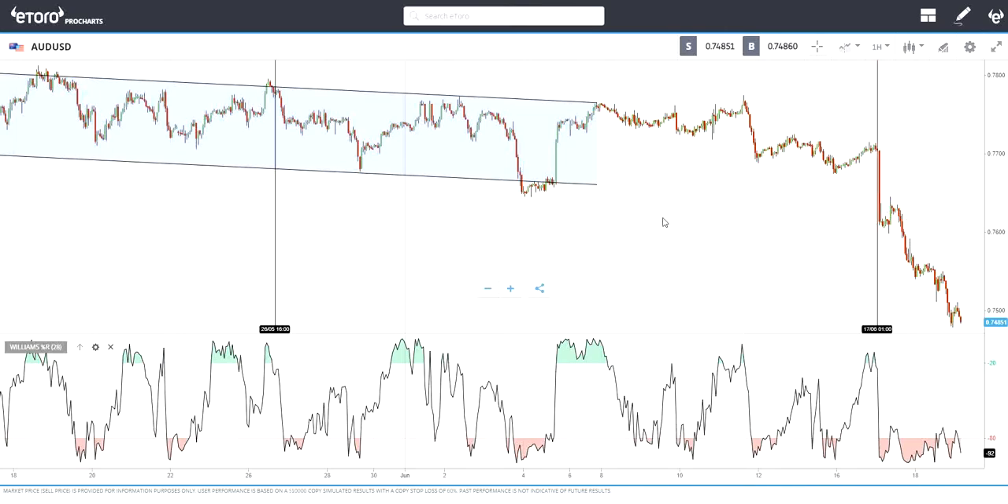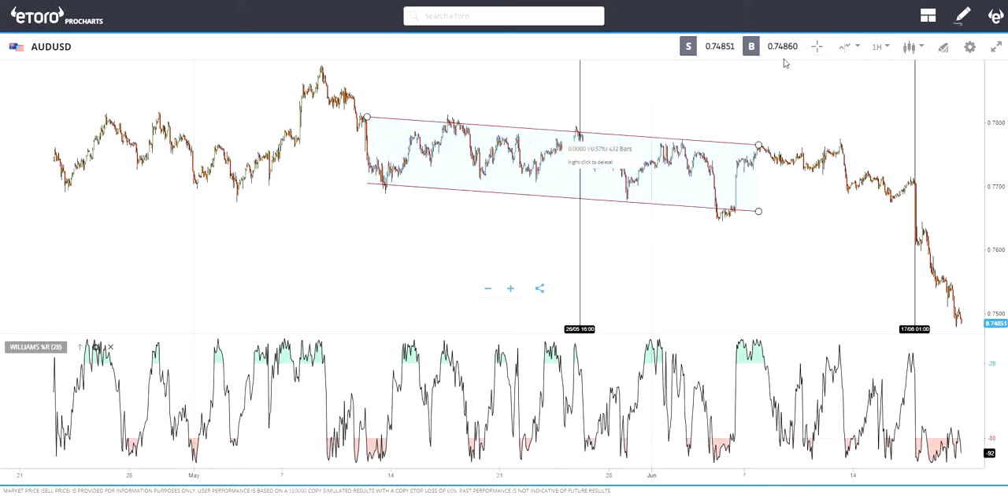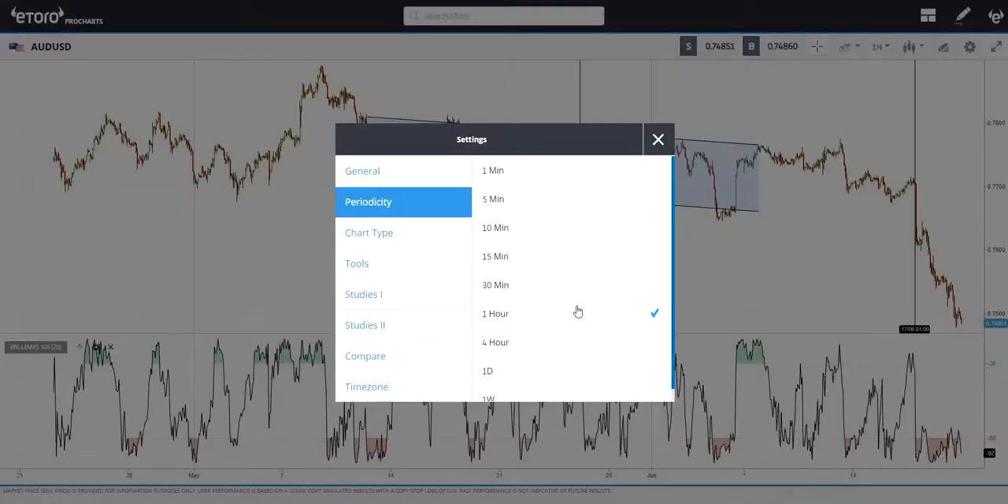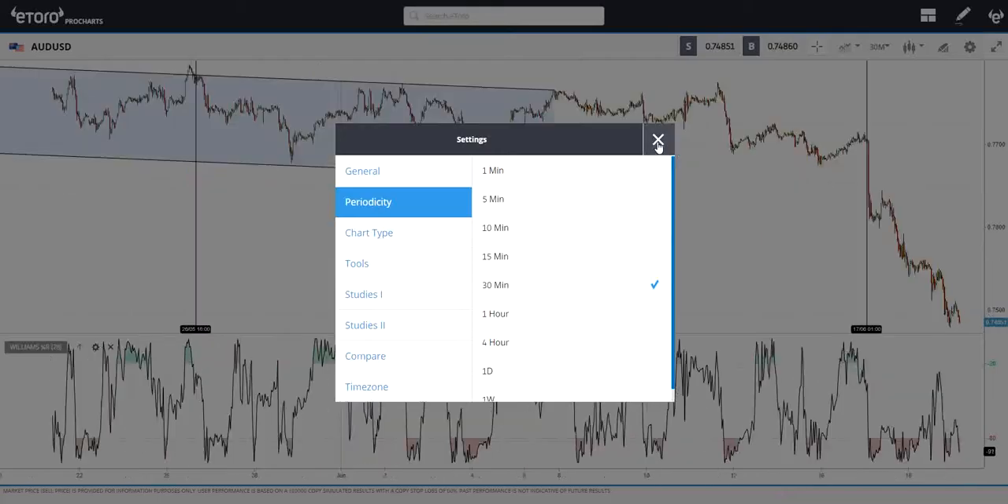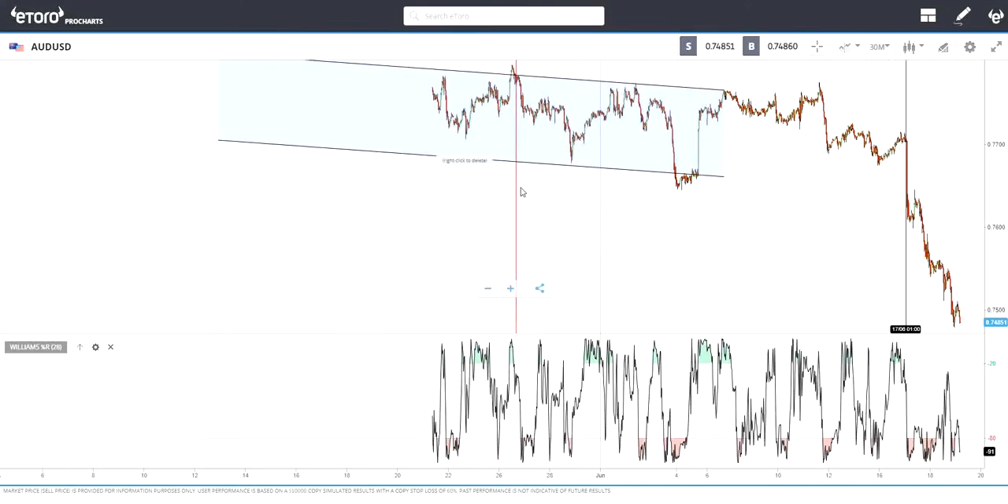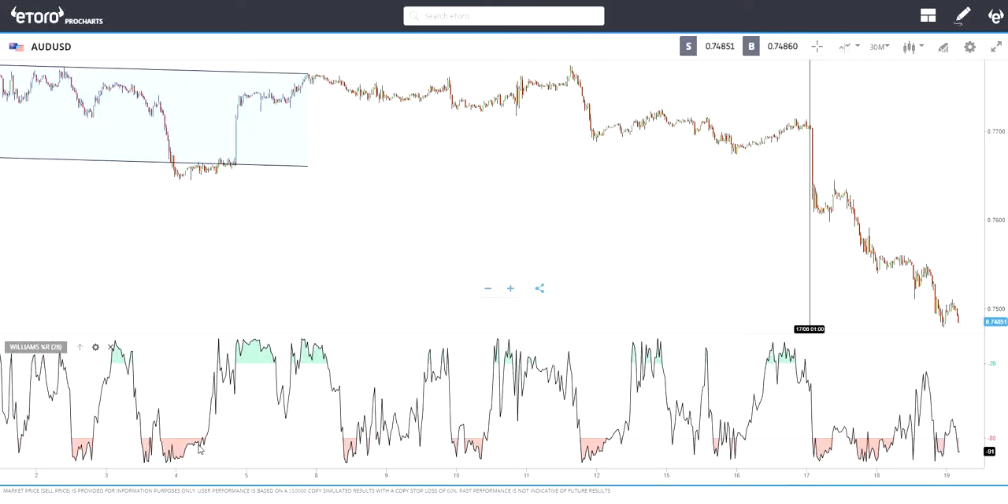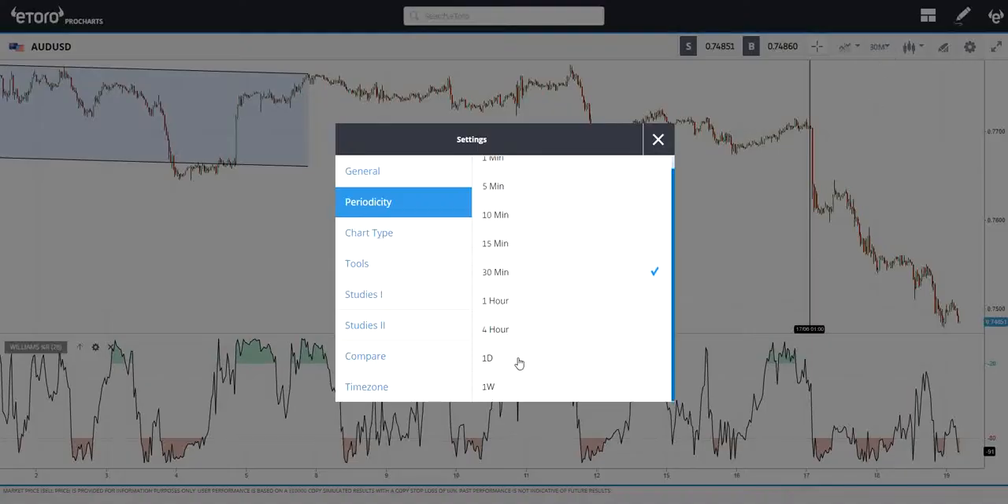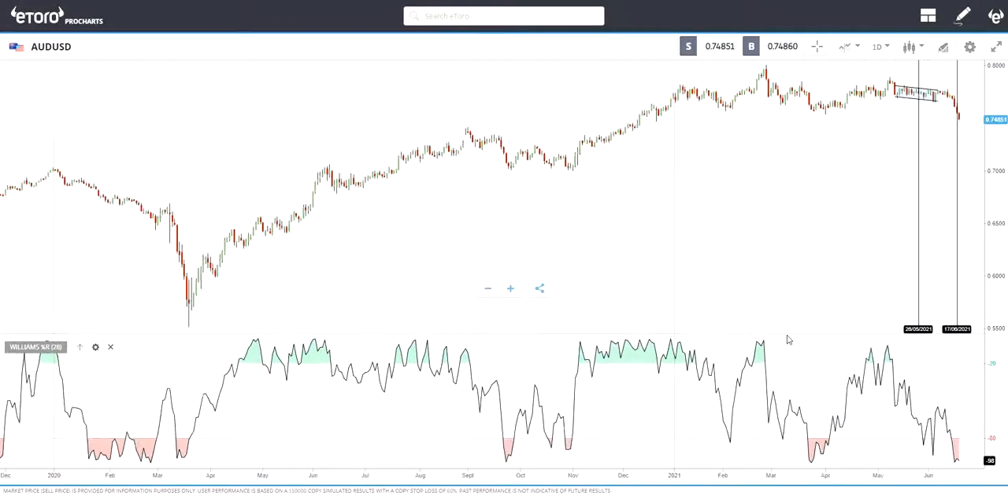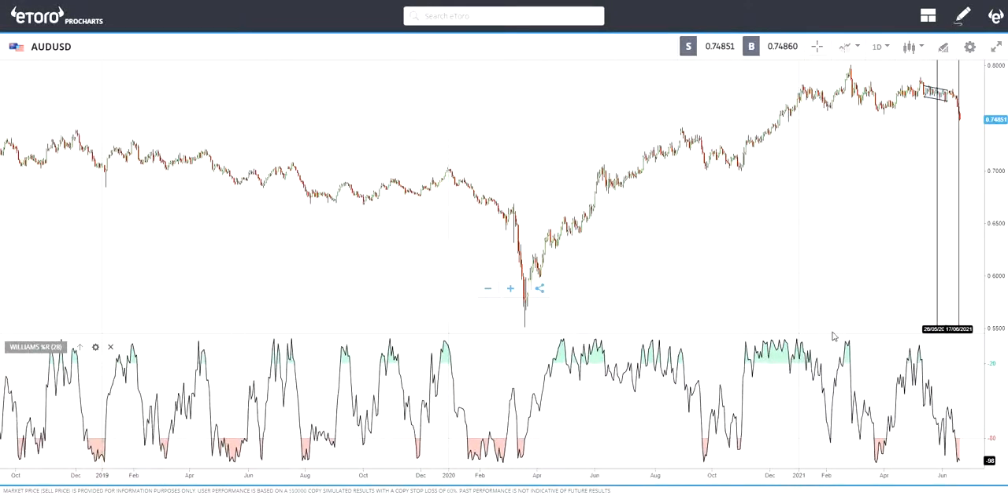Let me go back to the 30-minute chart. Okay, here you can see the same in 30 minutes, so it doesn't matter what time frame you use, it's still working. But to show you the bigger picture, I'm just going to daily. I don't say that you should use this on daily markets, but it works over there as well.